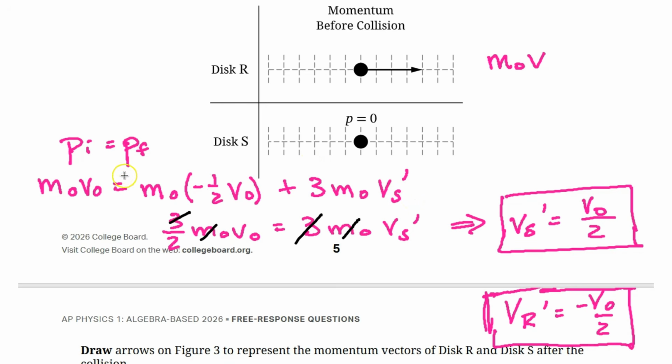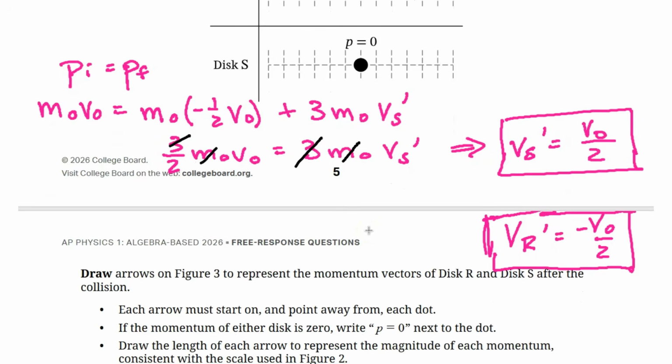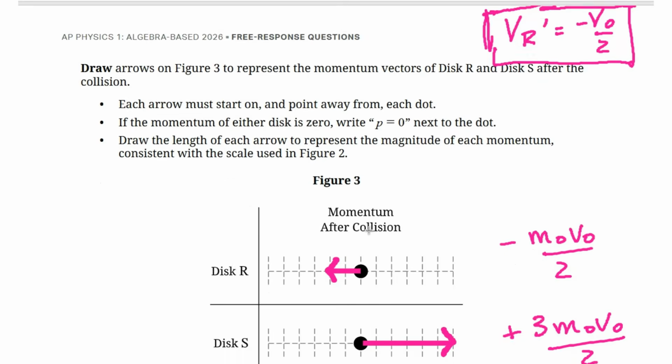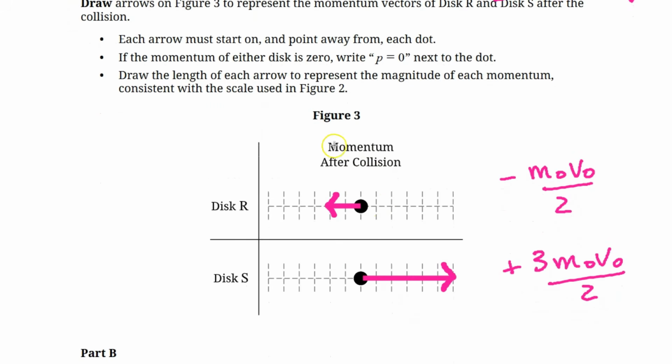After combining some like terms, I get 3 over 2 times m0 v0 is equal to 3 m0 vs prime. You'll notice that the 3's cancel out and the m0's cancel out, and that leaves us with vs prime is equal to v0 over 2. And we're also told in the problem that Vr prime, the velocity of disk R after the collision, is negative v0 over 2. So using that information, we can now draw our arrows on this momentum diagram.